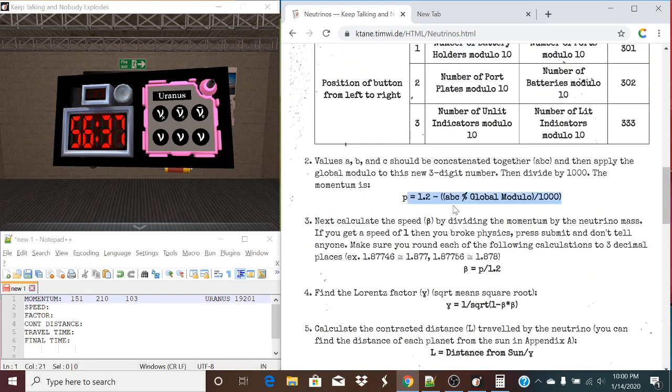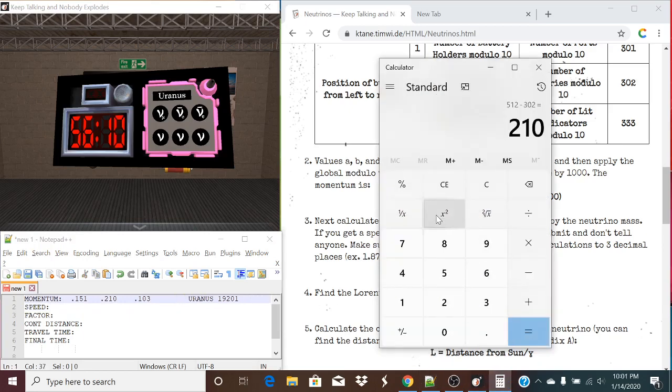So now we're going to follow this formula here. We've already done our ABCs being concatenated together. We've already applied our global modulo. Now we're going to divide each value by 1,000. In this case, we're essentially just going to put a decimal point in front of each. Or for those of you who feel they need a calculator, I'll show you one. Divide this by 1,000. 0.21. Cool. I can actually get rid of that 0, so that's perfect.